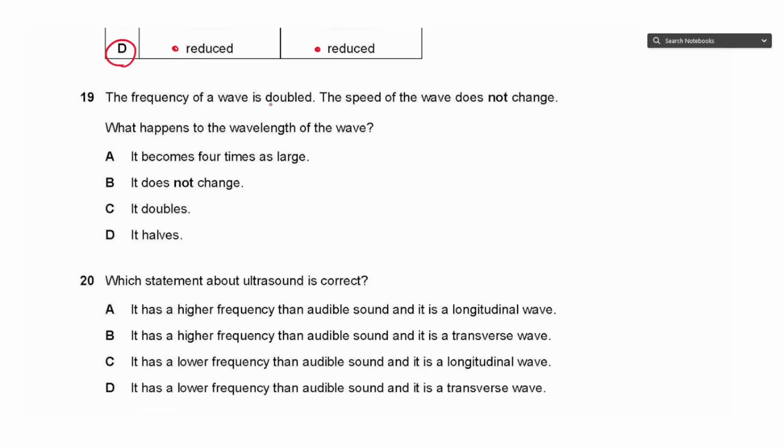Question 19 says the frequency of a wave is doubled. The speed of the wave does not change. What happens to the wavelength of the wave? According to speed equals wavelength times frequency, if the speed does not change and the frequency is doubled, the wavelength is halved. So the answer here is D. Question 20 says which statement about ultrasound is correct? It has higher frequency than audible sound. Yes, not lower. And is it a longitudinal wave or transverse? It is not transverse, it is longitudinal. So the answer here is A.